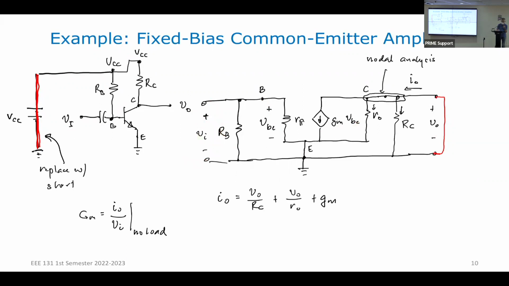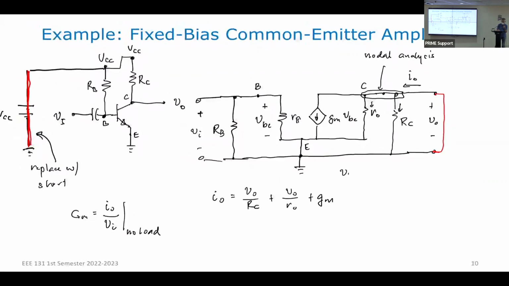Okay? Note that VBE is equal to V sub I. So this is plus GM V sub I. Now, what happens when we short this? Ano nagiging value ng V sub O? 0. Kasi shorted siya. So actually, this is 0. This is 0, no? That is at no load.